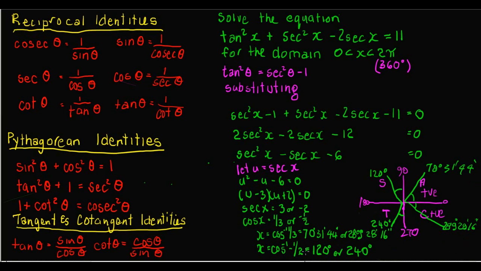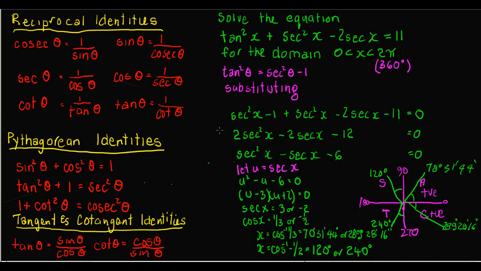x equals cos to the -1 of negative a half gives us a solution of 120 degrees. We know that cosine is negative in this quadrant here, and also in this one here, so we take the same angle, which is just 30 degrees before here, which is 270 minus 30, which would be 240 degrees, and again that gives us the two solutions.